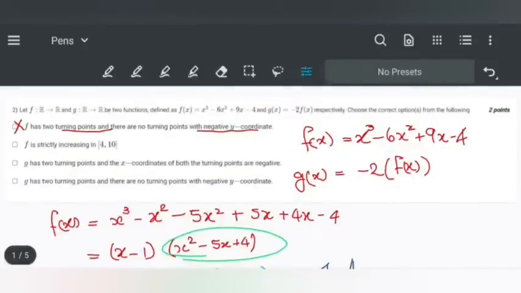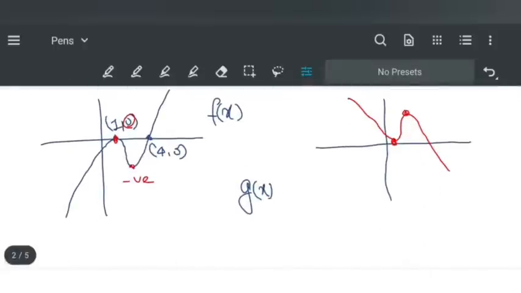Second option: f is strictly increasing from 4 to 10. So this is 4, and from 4 to 10 f is strictly increasing, so it is correct.